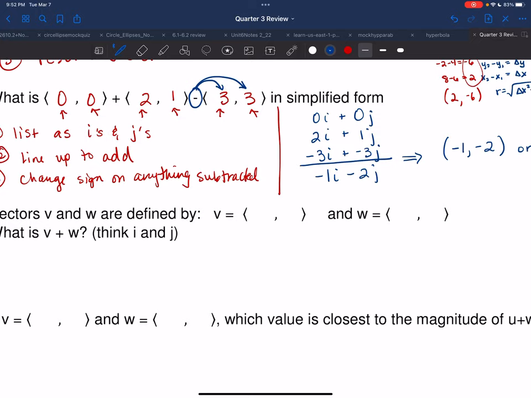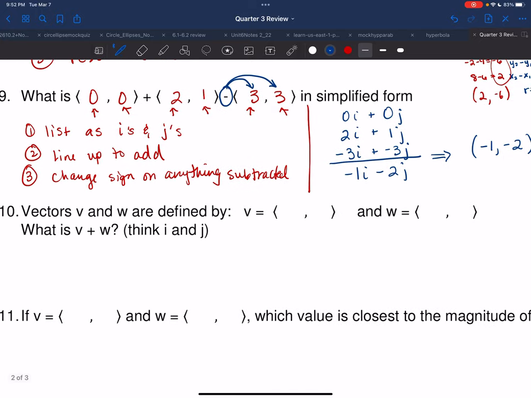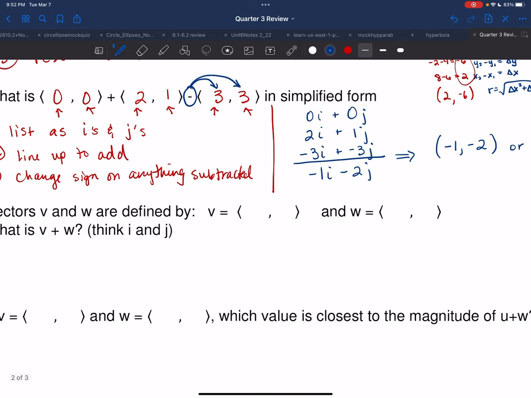All right. Vectors v and w are defined by, what is v plus w? Okay, so let's go ahead and get those numbers. We said v was 7, 3, and we said w was 4, 5. All right, so we're going to add these vectors. And again, the easiest way to add these vectors, guys, is to convert it into the i's and j's. So we're going to follow the same process that we did right up here. So I'm going to write it as 7i plus 3j, and then 4i plus 5j.